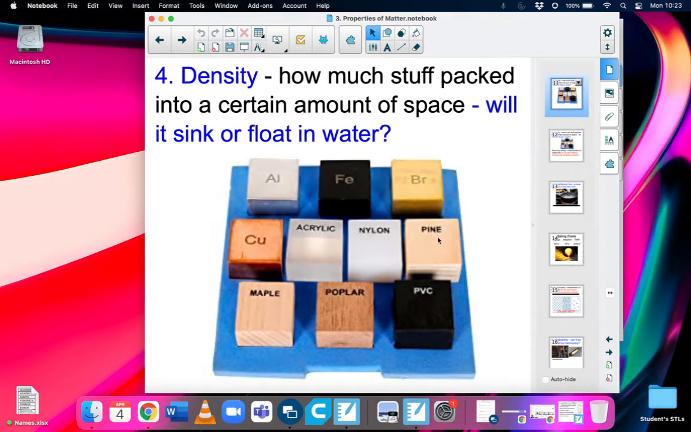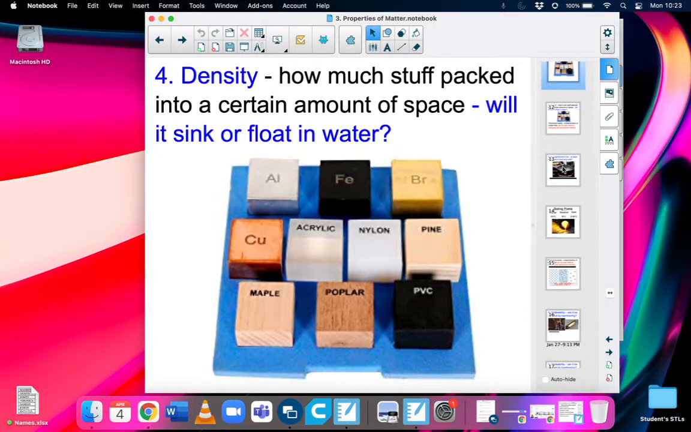Density is another physical property of matter. You can throw each of these different density cubes into water to see if it will float or not, to see how dense it is. And we know that the metal ones, copper, aluminum, will sink in water. It's very dense. It's a lot of stuff packed into a certain amount of space. Even though every single one of these cubes takes up the same space, they're 1 inch by 1 inch by 1 inch, they all have the same volume, they have different densities because of how tightly packed the atoms and molecules are inside. If we take any of these wooden ones, pine, poplar, or maple, they're going to float because they're less dense than water.